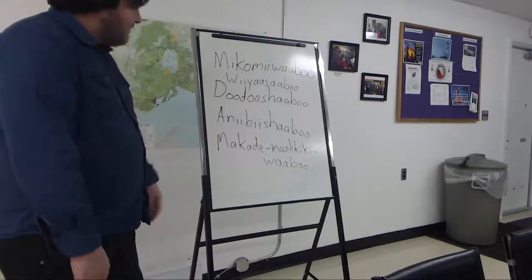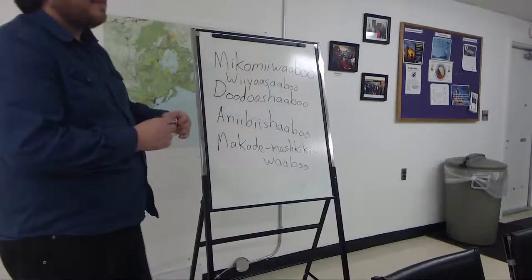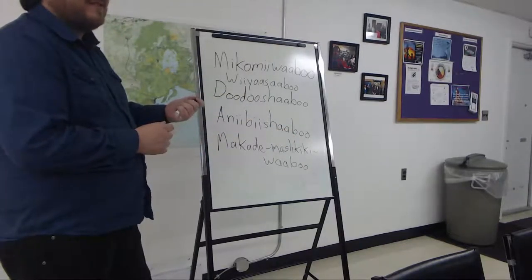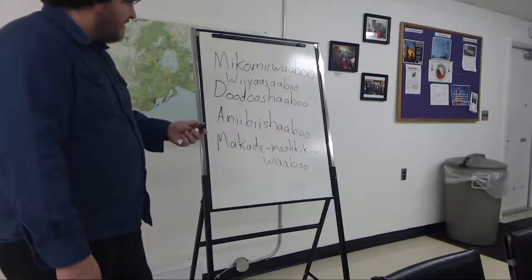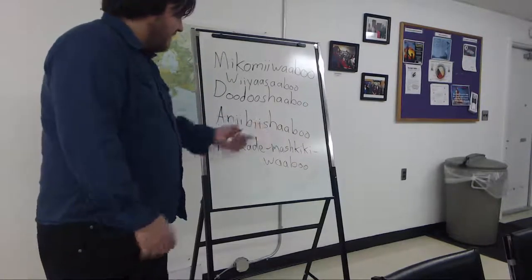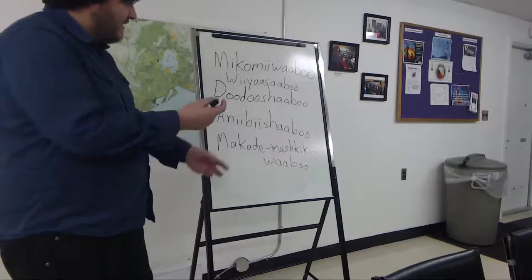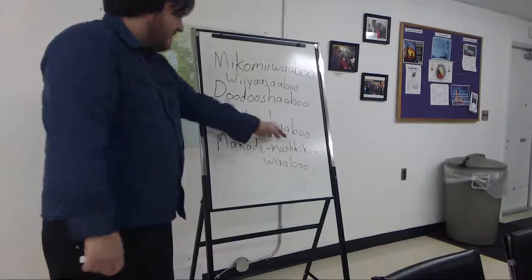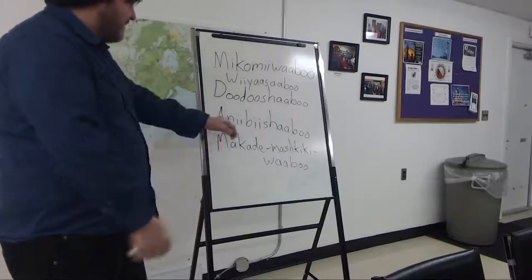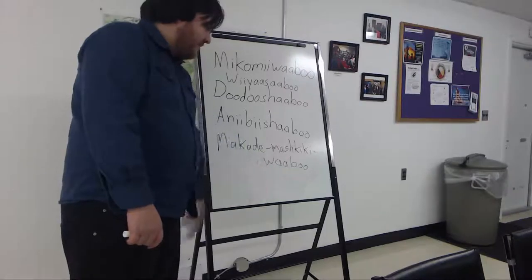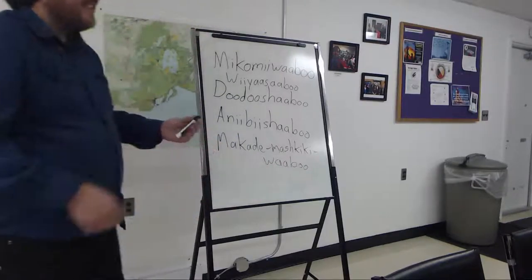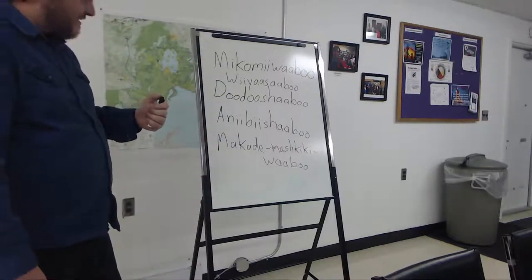Dodosh abo. Great. So dodosh, referring to the breast and the liquid of the breast, which is milk, so dodosh abo. Maybe tea. Remember how it breaks down? Great, so anibish, the leaf, and tea is made of ground up leaves, so it's like a leaf liquid, anibish abo.